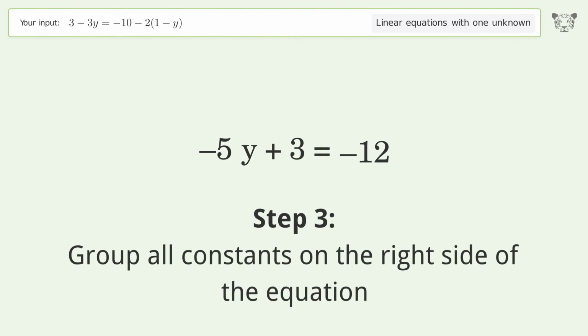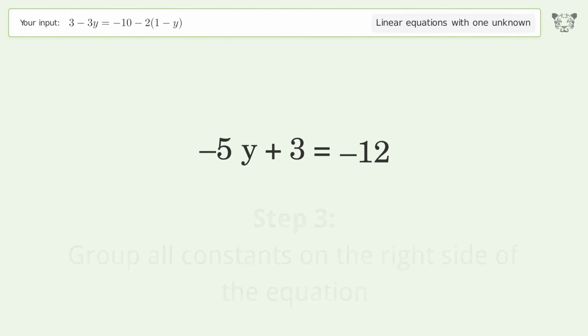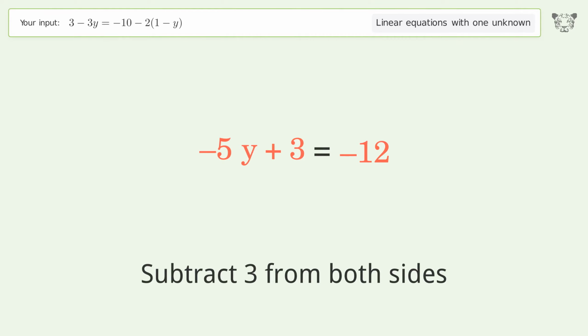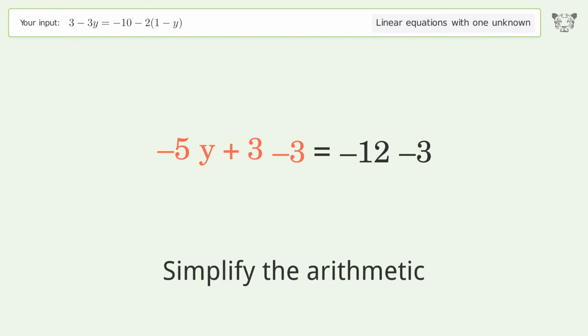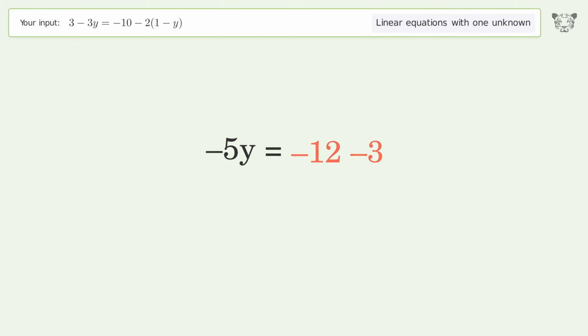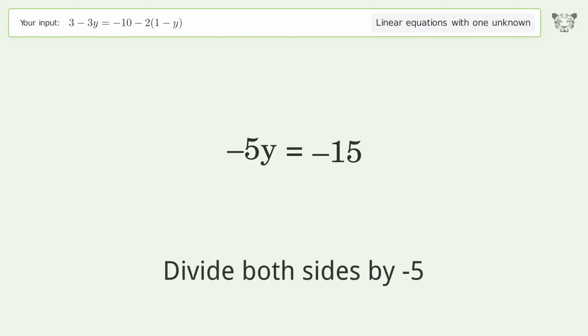Group all constants on the right side of the equation. Subtract 3 from both sides. Simplify the arithmetic. Isolate the y. Divide both sides by -5.